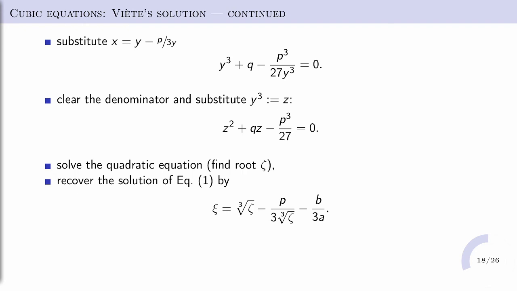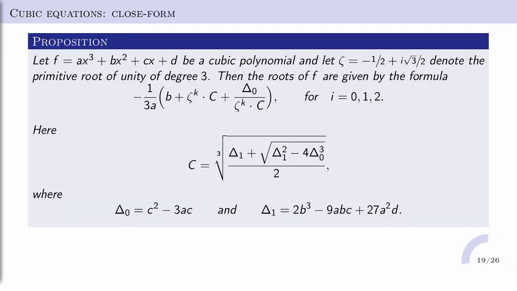We can write all these substitutions and all these steps in a closed form formula, which is quite intimidating and complicated, but it looks like here. We can compute the one delta, the other delta.